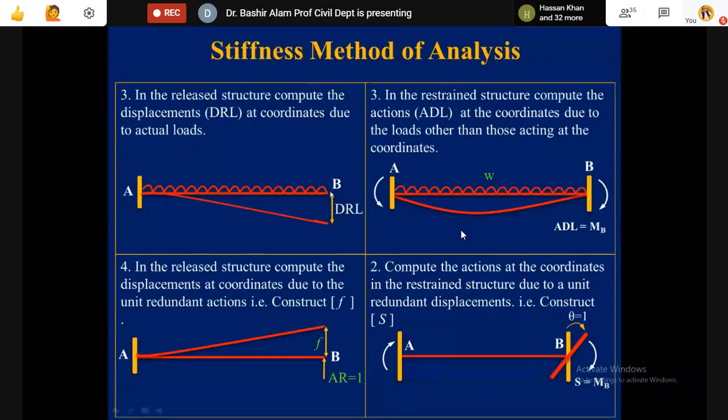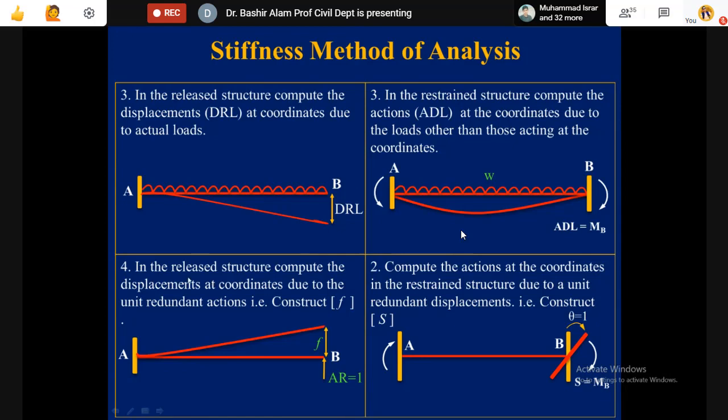This magnitude is placed under the actual loads, and corresponding to the unknown joint displacement, now the action is calculated, and that is known as ADL. This is ADL, the action corresponding to the displaceable joint due to actual loads. So this is calculated. Next is the calculation of the coefficients now.